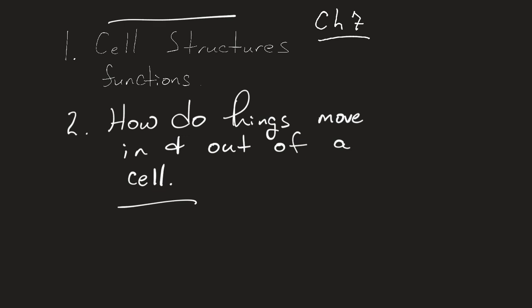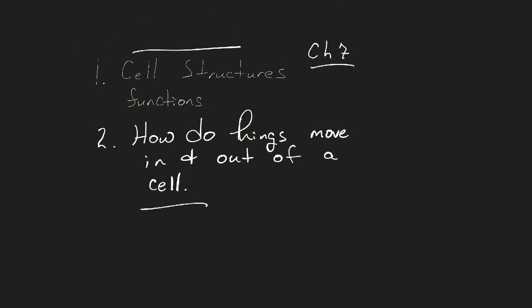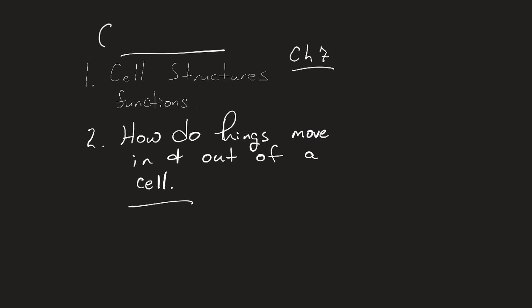So those are two major goals, and there's a lot to learn in order to understand them. Big, broad goals. These are our goals at the end of the unit. Your goal is to make sure you understand these two things: how do things move in and out of the cell, and all the different structures and functions of all the different cell types. And if you know these two, it's going to be about 14% of your Ohio State test.